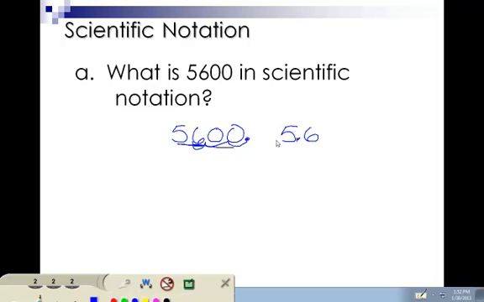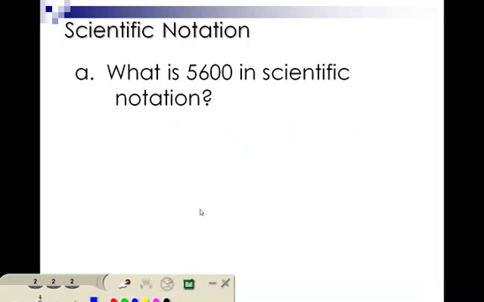Now I cannot just say it goes from 5,600 to 5.6. So I have to use my power of 10. How many times did I move my decimal point? 1, 2, 3 times. So it goes to the third. 5.6 times 10 to the third is the same as 5,600. And you can see on the answer here.